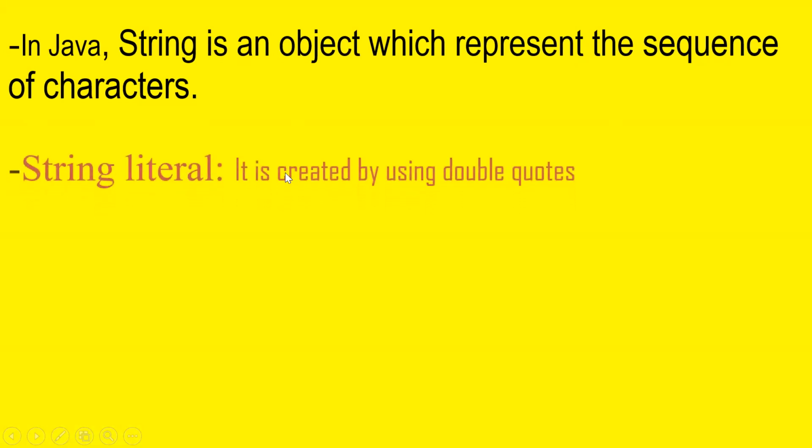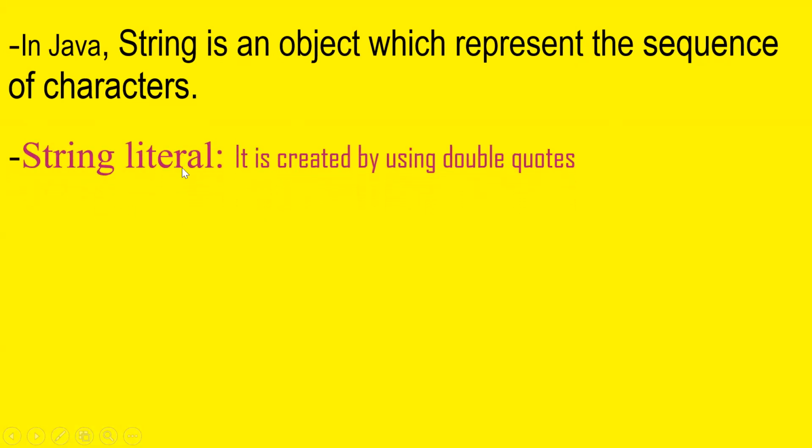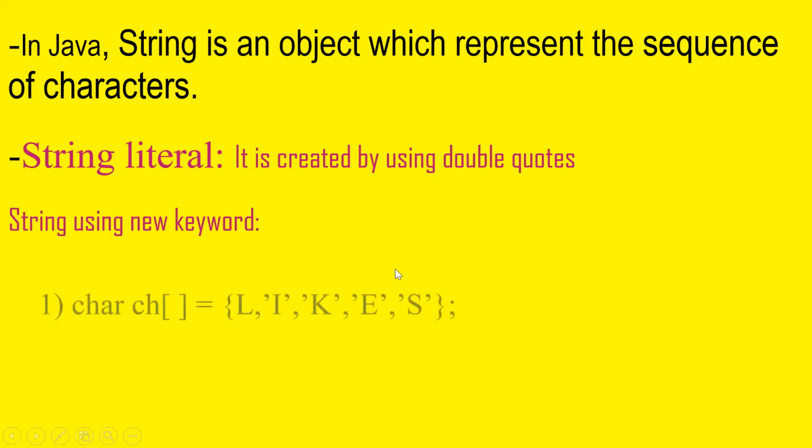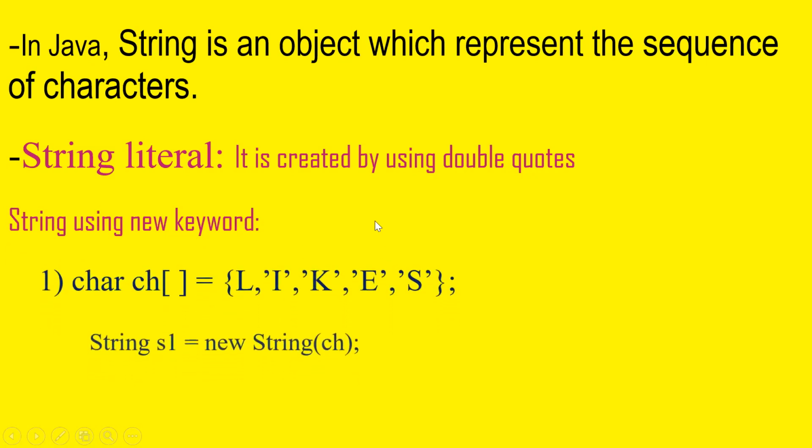Okay, string literal is the first way, and it is created by using double quotes. So that's a string literal, and the second way is using the new keyword. We could create a string using the new keyword like this also, with a character array.